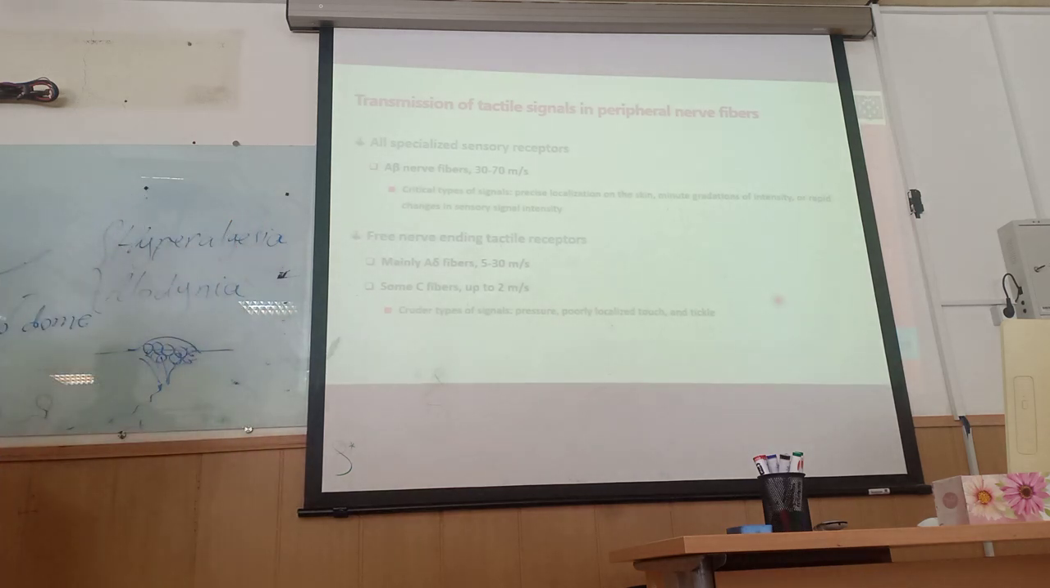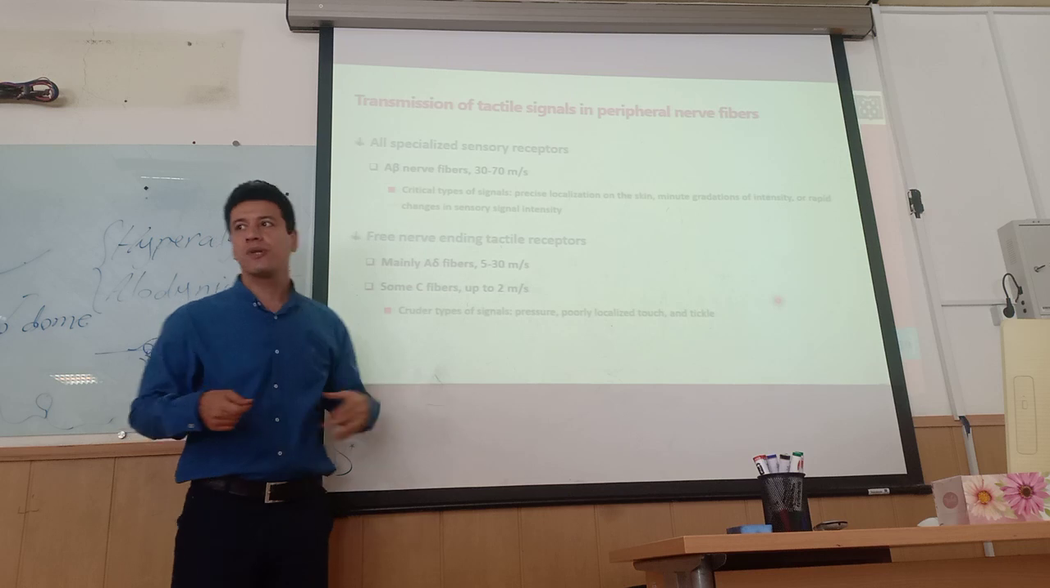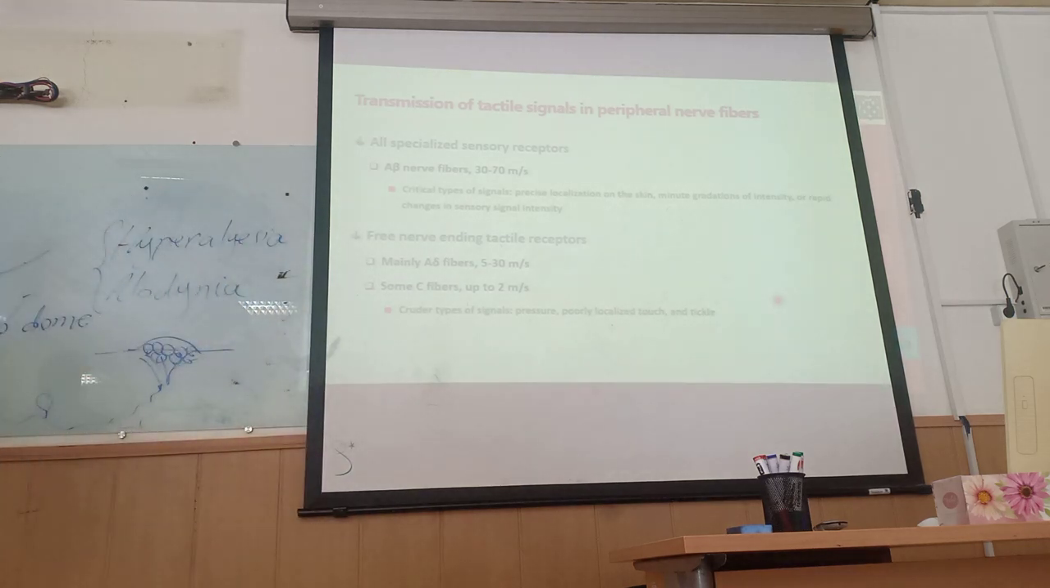And these fibers carry the precise, or critical, types of signals, like precise localization of the touch and minute gradation of the intensity. So a little increase in the intensity of the sensation can be felt because of the action of these fibers. And also rapid changes in sensory signal intensity. So, critical types of signals are conveyed through the A beta fibers.